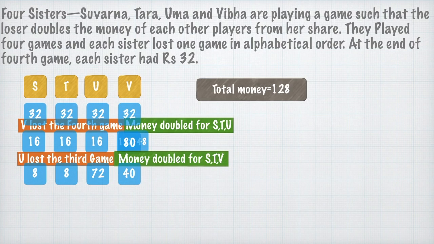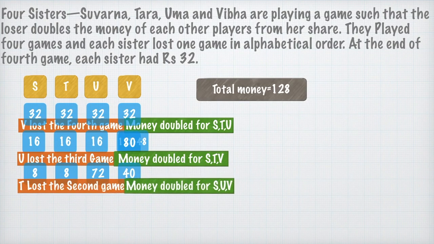So if I use the same logic again, S would become 8, T would become 8 and V would become 40, right? Because Vibha was 80 and that was after doubling. That means before doubling it must have been 40. And how do I come to Uma's result? I once again use the total of 128 and from 128 subtract 40 and 8 and 8, or from 128 subtract the values of S, T and V and I'll get the value of U, right?